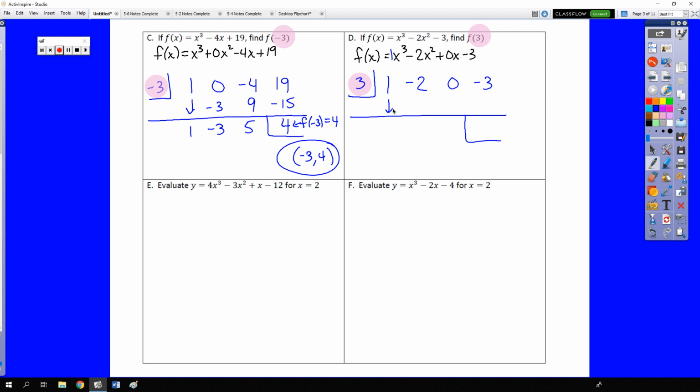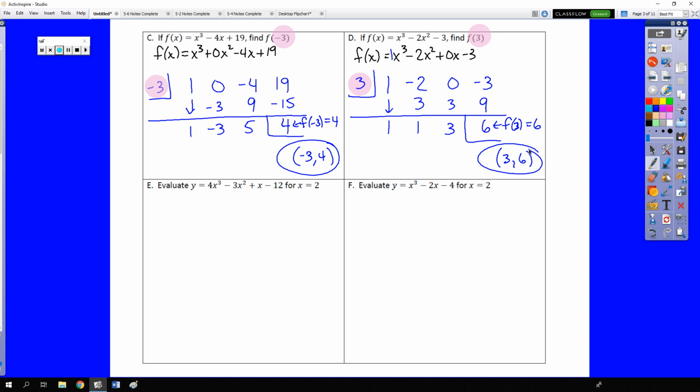Bring that first number straight down. 3 times 1 is 3. Add down, that's 1. 3 times 1 is 3. Add down is 3. 3 times 3 is 9. Add down is 6. So f of 3, you should have gotten 6. That is the ordered pair 3, 6.